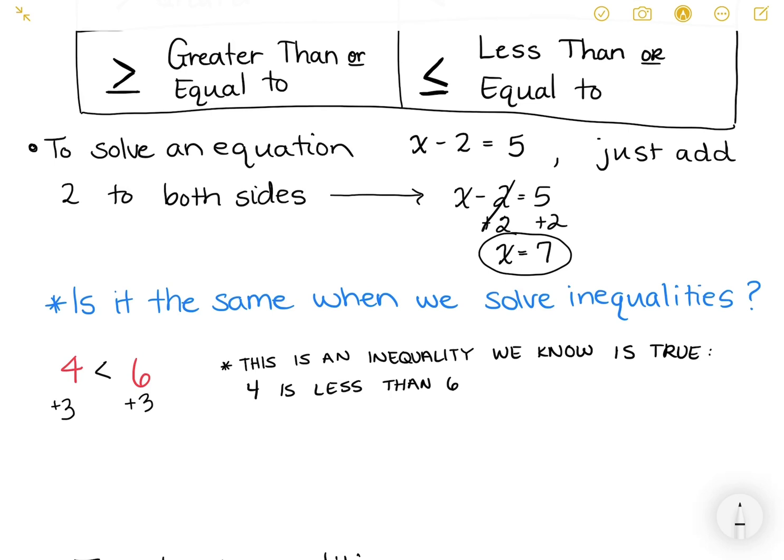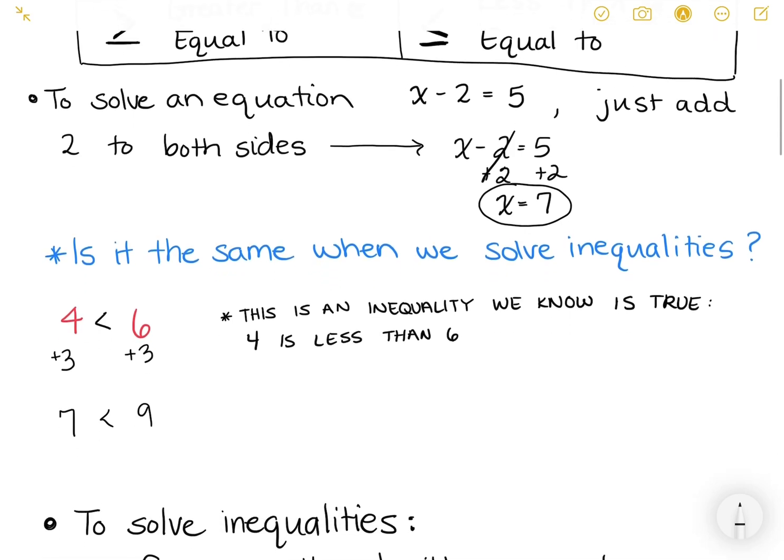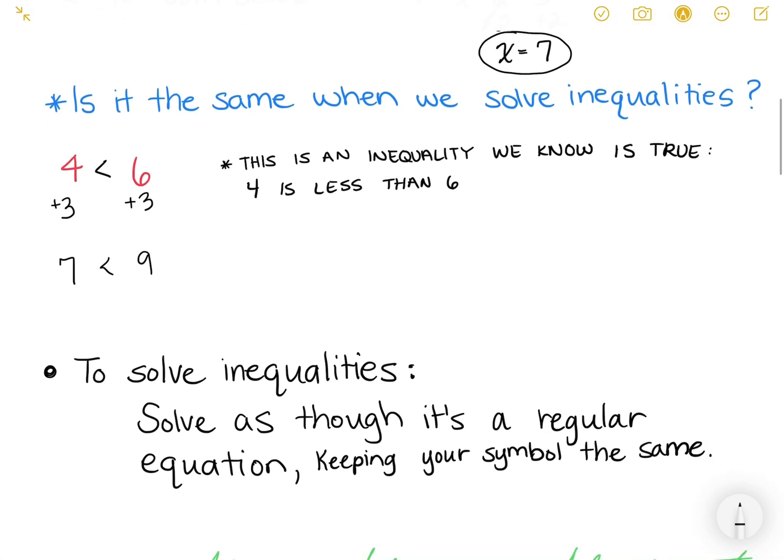4 plus 3 is 7, 6 plus 3 is 9, and I haven't changed my symbol. This inequality is also true because 7 is less than 9. So this example shows us that if I complete the same steps that I would normally complete in an equation, my inequality will still be true. So to solve inequalities, we just solve it as if it's a regular equation, keeping your symbol the same.